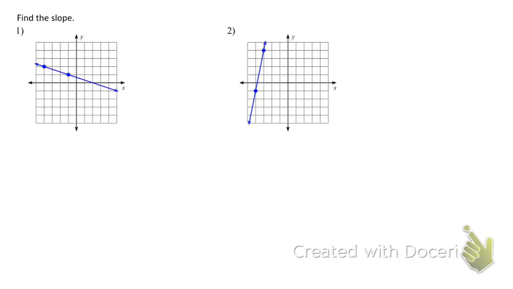So first of all, make sure you look at it and determine if the slope is positive or negative just by looking at it. Number 2, this line goes uphill, so it definitely has a positive slope. On number 1, that line goes downhill, so it has a negative slope. Okay, so remember that and write that down first and double check it last.